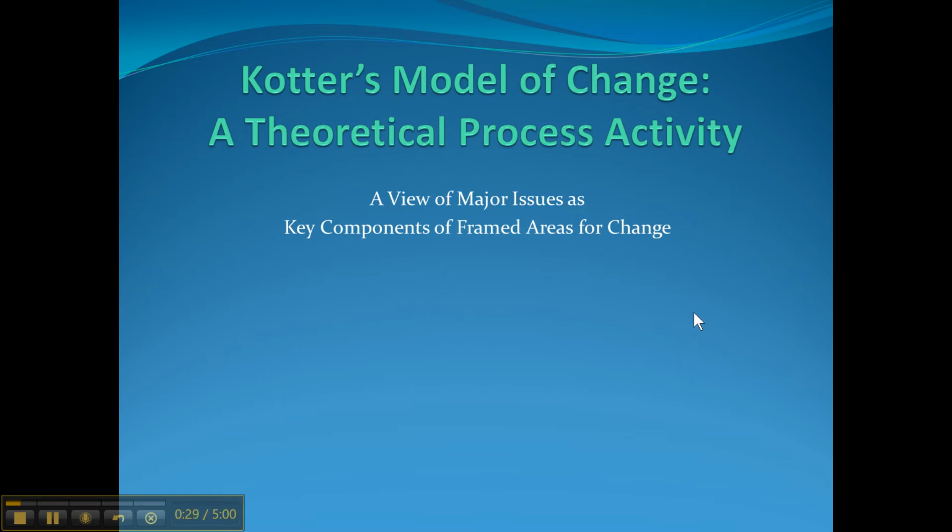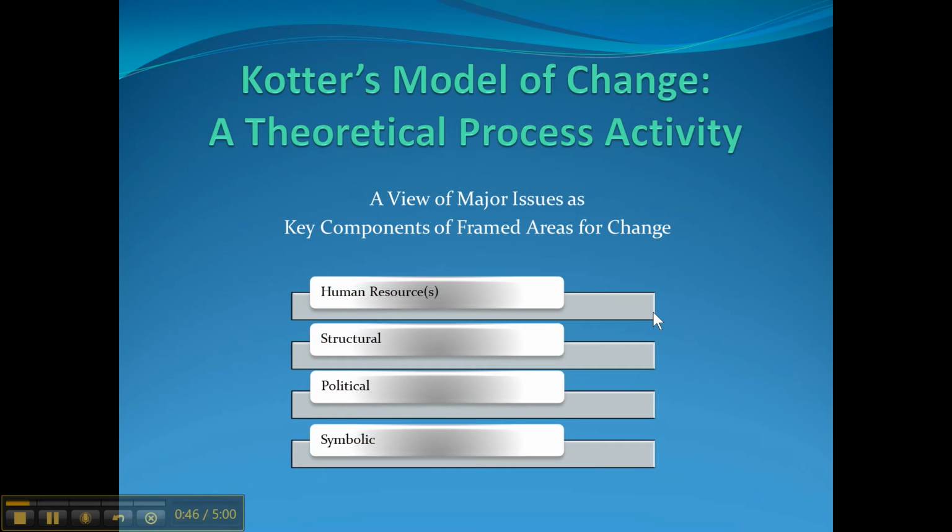There are four key components that Kotter addresses in his theory for change in institutions or systems, and even in a macro way. We could look at the following: human resources, meaning people, as agents of change; structural changes, systemic; political changes, ideologies; and of course symbolic changes having to do with historical embeddedness of how things function within a system.